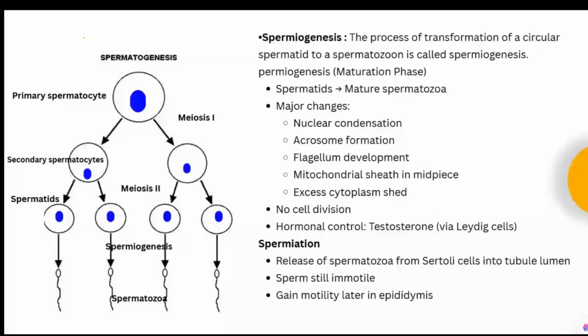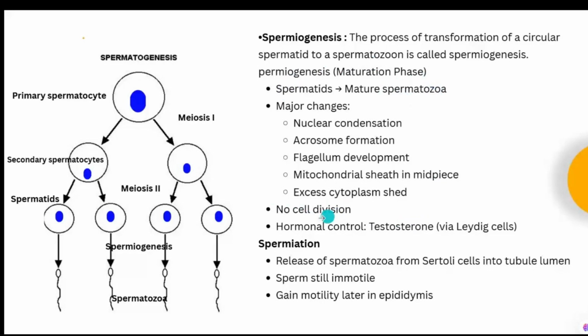Then next is spermiogenesis. Up till now what we have seen is spermatogenesis, but next is spermiogenesis. Spermiogenesis is the maturation phase. The process of transformation of a circular spermatid to spermatozoa is called spermiogenesis. These spermatids will get converted into mature spermatozoa. What are the major changes which are happening? There is a nuclear condensation, acrosome formation, flagellum development, mitochondrial sheath in the midpiece, and the excess cytoplasm gets shed when there is a conversion from the spermatid to the mature spermatozoa.